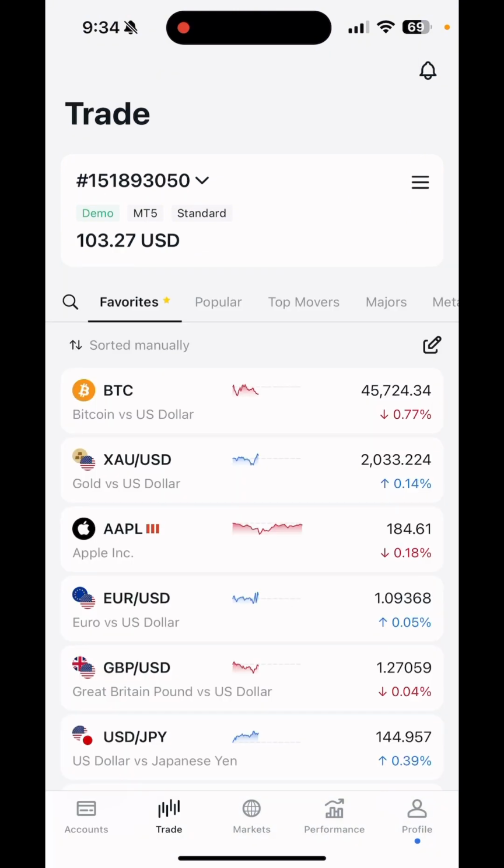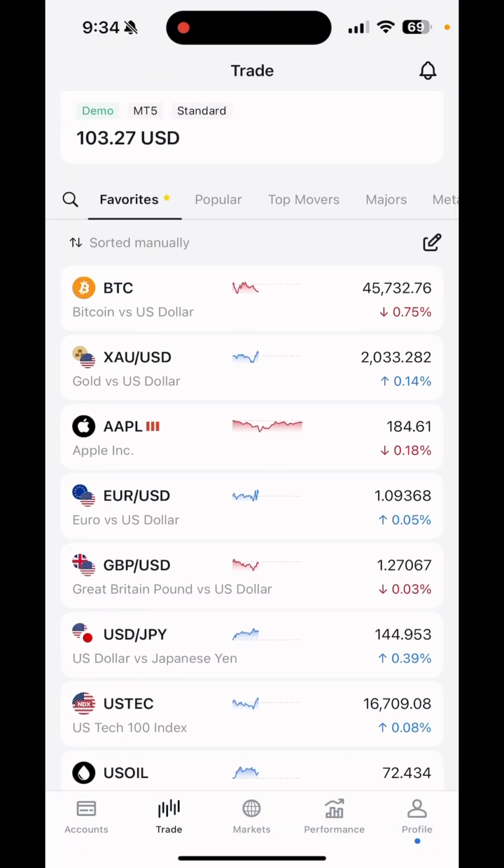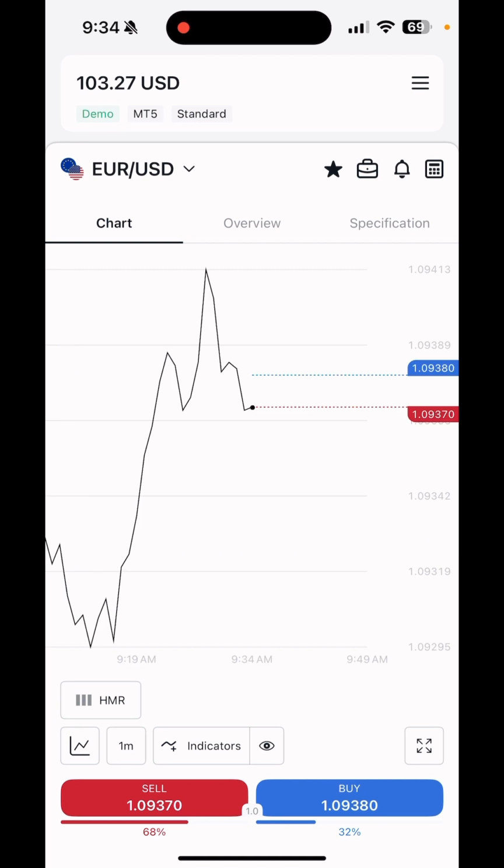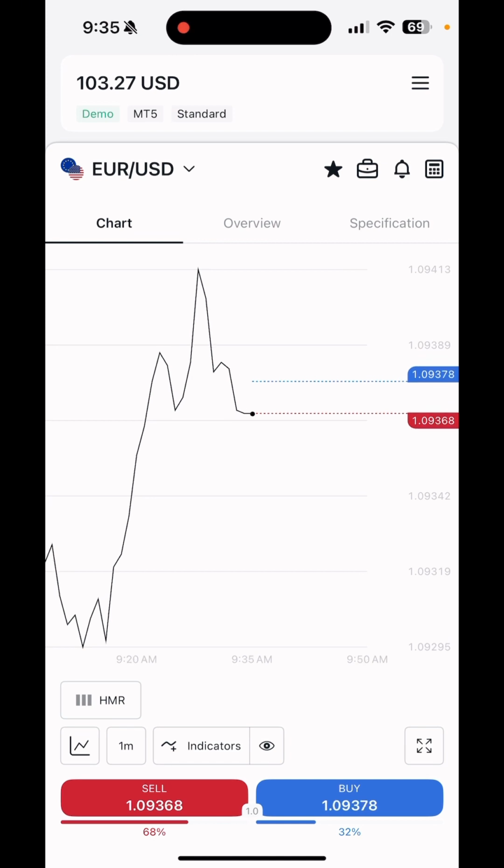Let's click trade. Once you click trade, just click any currency pair. Let's click EURUSD. Now, this is the chart. As you can see, if you check by your right, you see a blue badge and a red badge. They are all moving together. There's a space in between. That space is the spread.